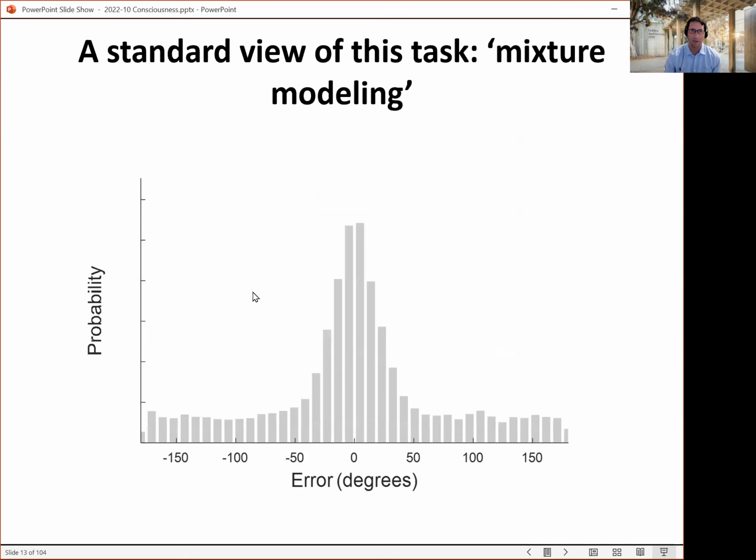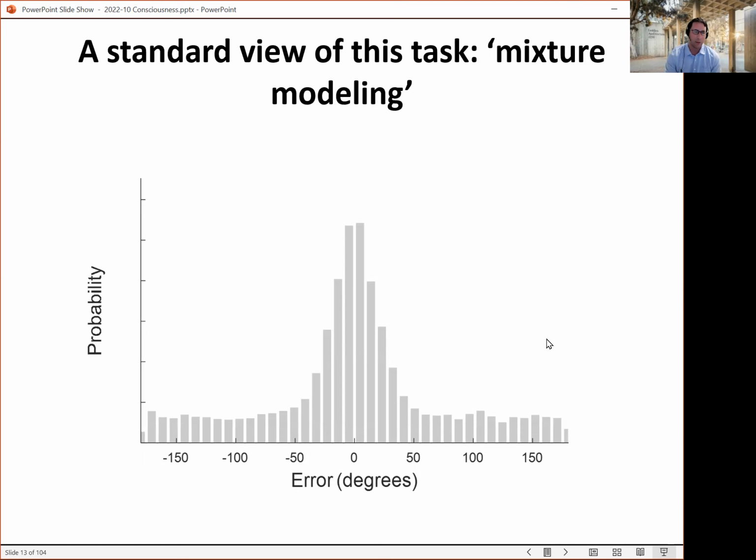And as many of you may know, what happens when you do this task is that you get an error distribution across hundreds of trials. And here's what that tends to look like. So if I ask you what shape was in a location, you'll often be near zero. That means correct. That means you were close to the right answer. But you'll also often choose things totally on the other side of the wheel. Like I was showing, you might choose things 150 degrees away.